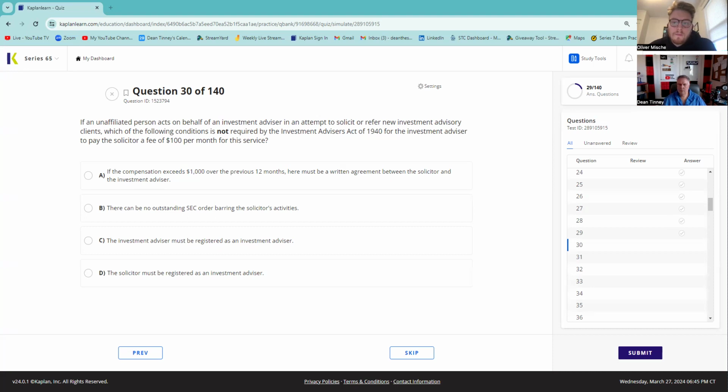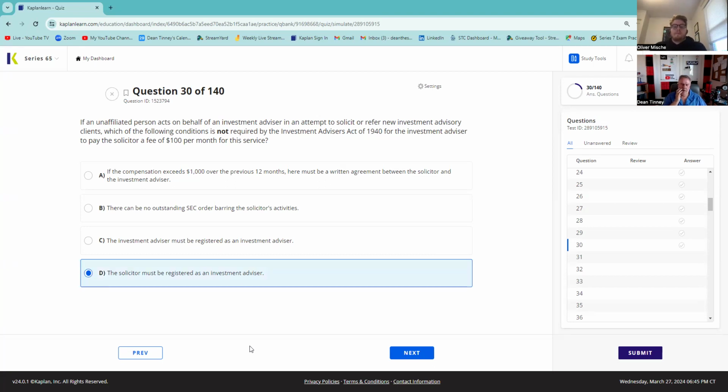D. You said D, yep, there you go. Right. Which is not required. I don't have to be registered. I use my broker dealer as a solicitor for investment advisory firms, and the broker dealer does not have to be registered as an investment advisor. Right. So good job.